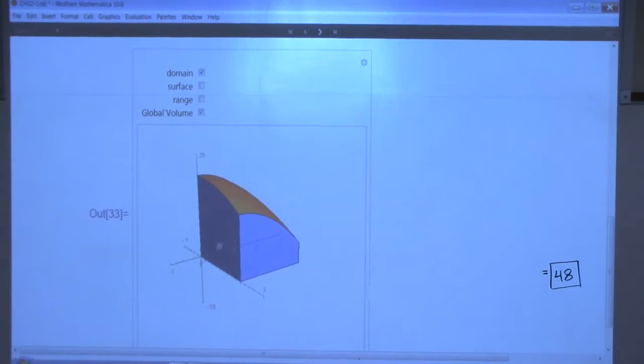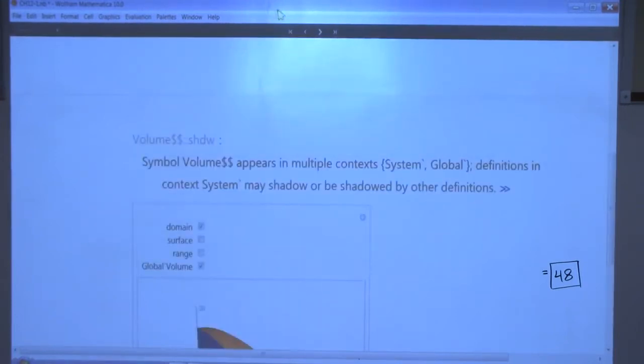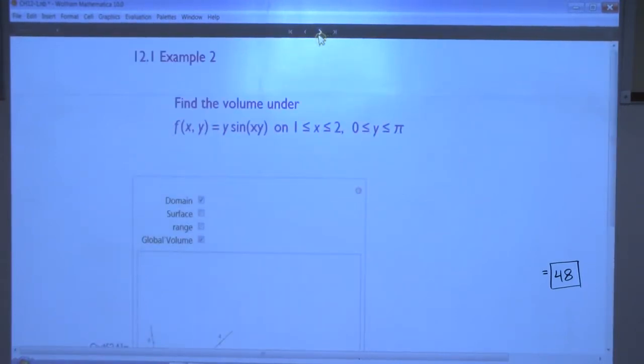Now, we went with respect to x first, didn't we? What would have happened if we went with respect to y first? We should get the same answer. All right? I won't do it, but you can check for yourself. How about this one?